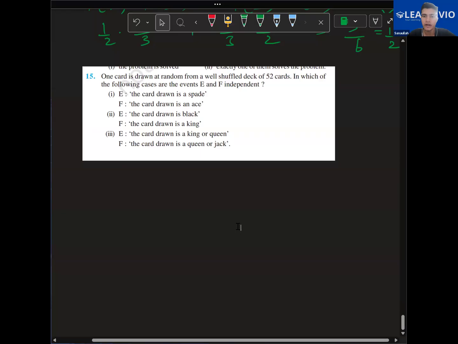One card is drawn at random from a well shuffled deck, 52 cards, in which the following cases are the events E and F are independent. Okay. So you have to check whether E and F are independent, and independently क्या होता है उसका individual product equal होता है in intersection के, right? So E card is drawn is a spade. Okay. F is a ace, right? Check करो.